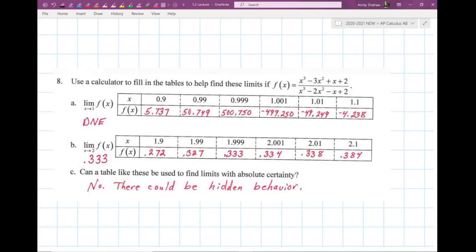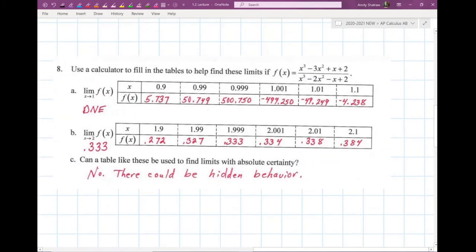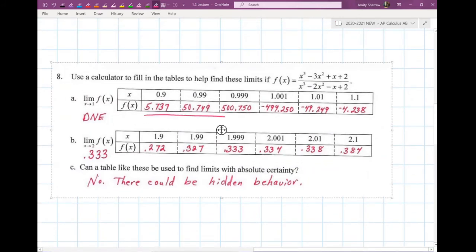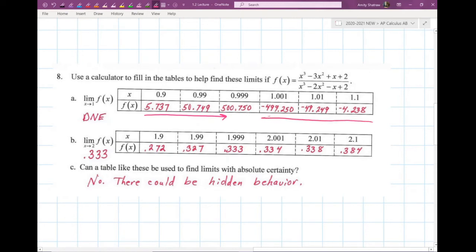So now let's talk about what we think is happening with the limit of this thing. And I notice that here, as I'm approaching from the left, I feel like I'm getting very close to positive infinity. And as I'm approaching from the right, I feel like I'm getting close to negative infinity. So here he says does not exist. And I totally agree.